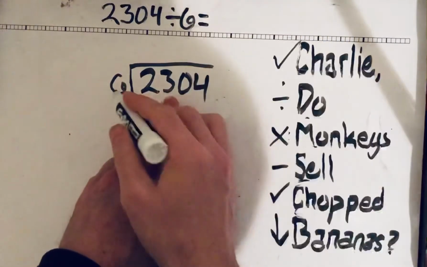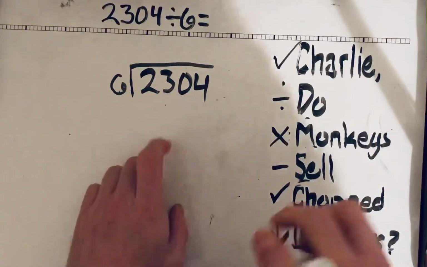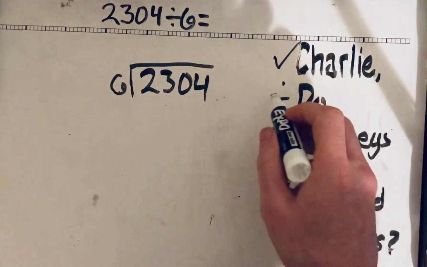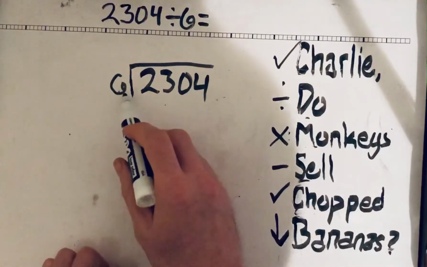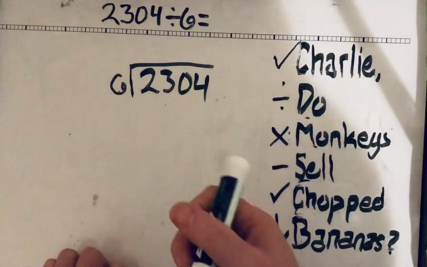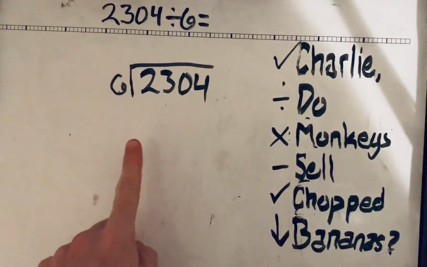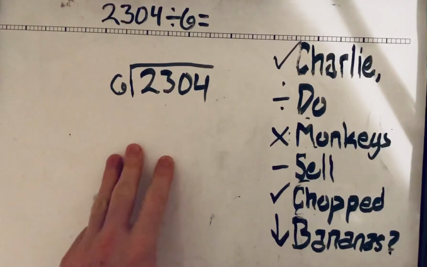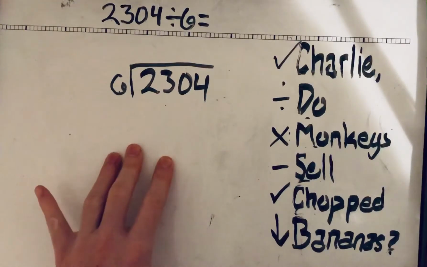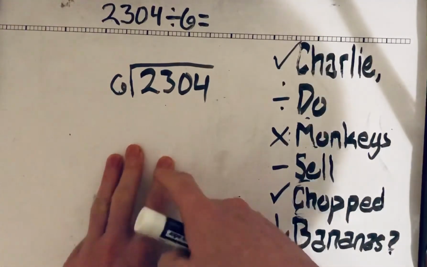And we check again, can 6 fit into 23? And this time it can. So we move on to do, divide. How many times can 6 fit into 23? Well, if we know our math facts, this will come real quick. If it does not, we count up by 6s. 6, 12, 18, 24. That one's too big. So we can go back and say it only fits in 3 times.